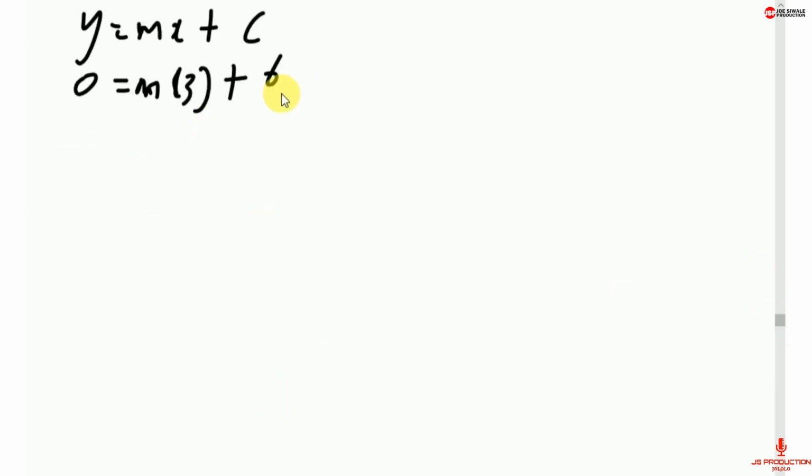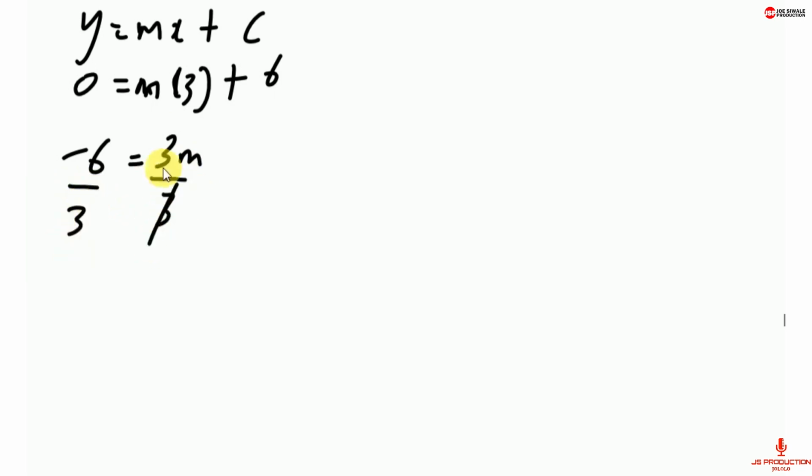So we're going to say 6 can go to the other side of the equation, so it's going to be negative 6 is equal to 3m. So to find the gradient, we're going to divide by 3 over 3. So 3 and 3 will cancel out. Negative 6 divided by 3, that's negative 2, is equal to m.